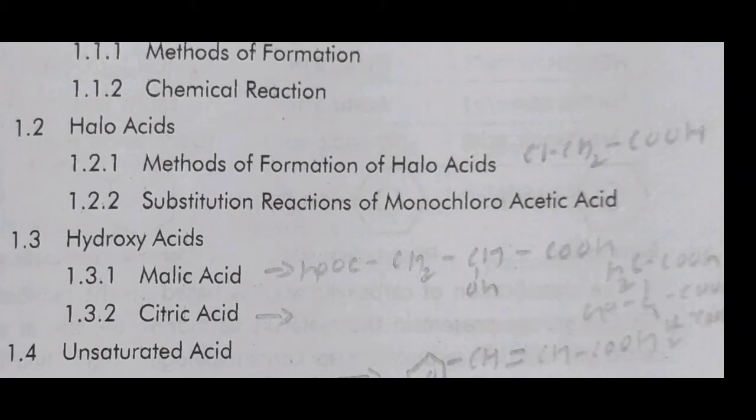I am showing the structure of malic acid: COOH, CH2, CHOH, COOH. Here two COOH groups are present, therefore this is also an example of a dicarboxylic acid. The OH group is attached at carbon atom number 2, therefore malic acid is an example of a hydroxy acid. An acid in which an OH group is present is called a hydroxy acid. Examples are malic acid and citric acid.